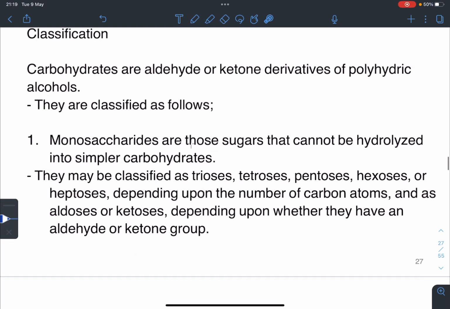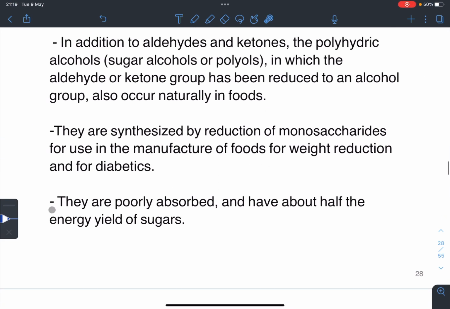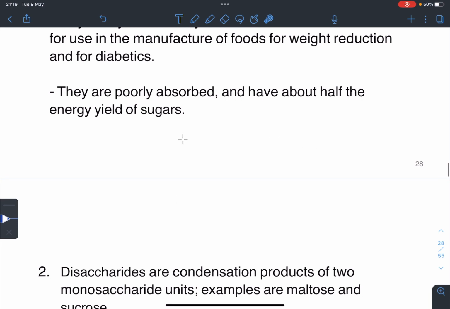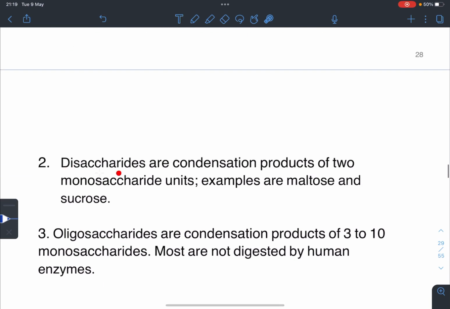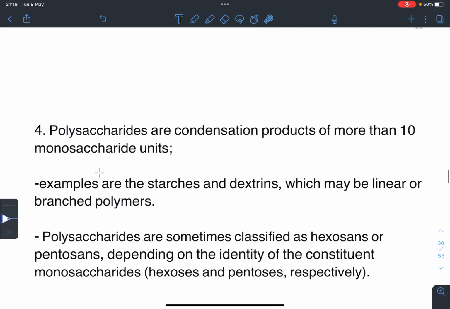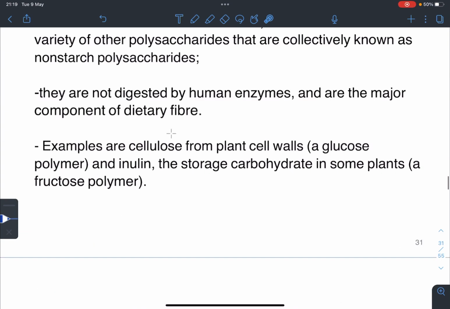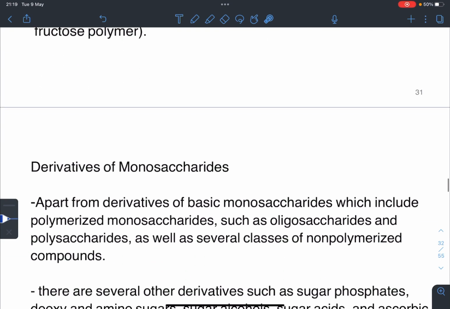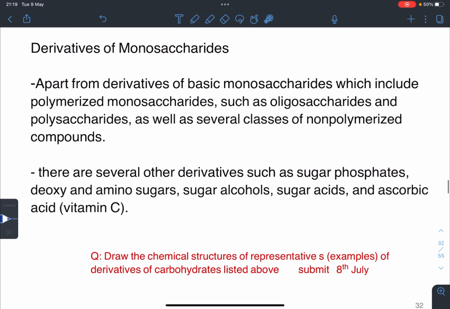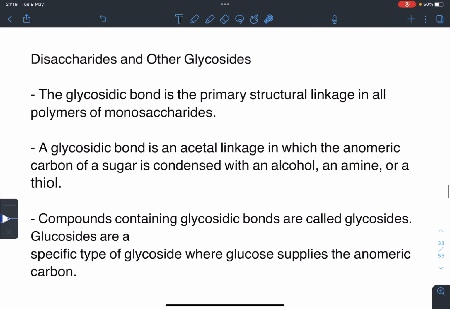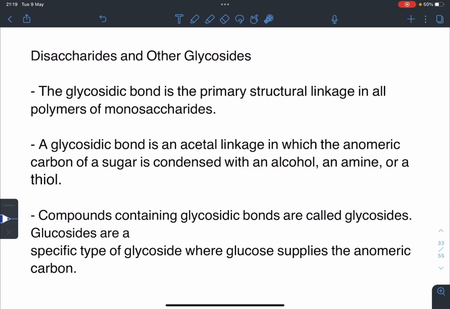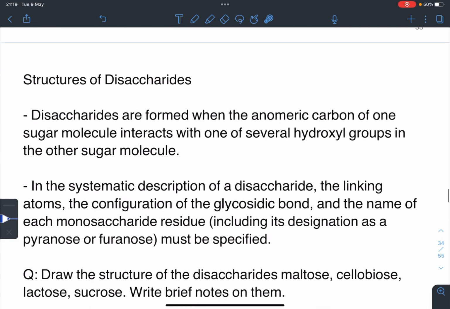Classification. Monosaccharides are those sugars that cannot be hydrolyzed into simpler carbohydrates. They are as small as they can be. They are readily absorbed and provide about half the energy used by the cell. Disaccharides, I told you about disaccharides. Oligosaccharides, you know about those. Polysaccharides have more than 10 subunits. Just know that cellulose cannot be digested by the body, just like starch, but we can digest glycogen and stuff in those regards. So glycosidic bonds are very important. They link 2 monomers together.